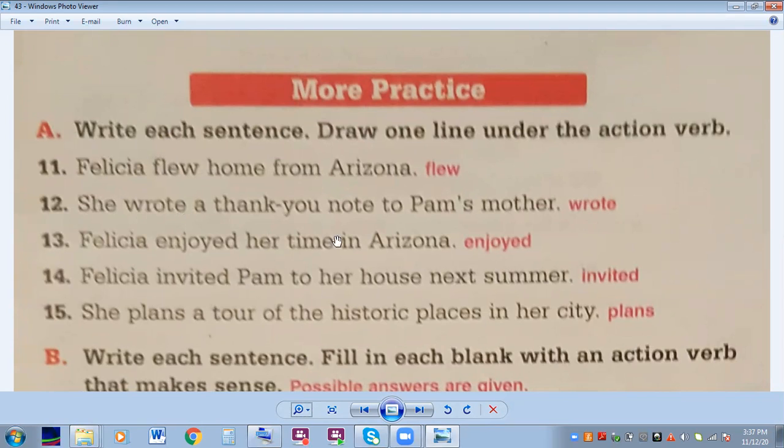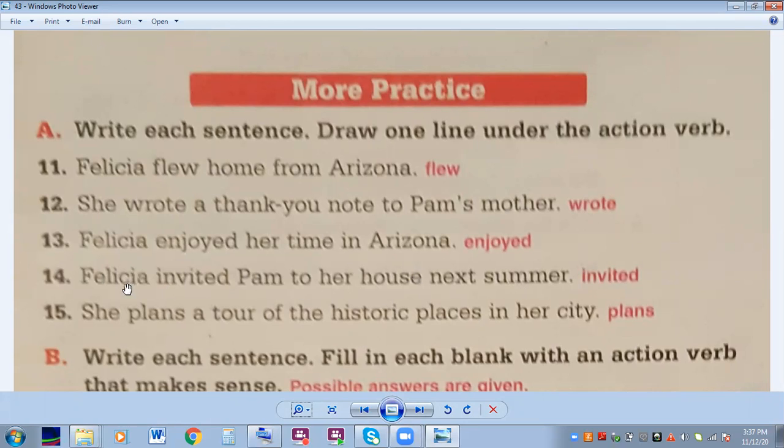She wrote a thank you note to Pam's mother. She is my subject. This is who I am talking about. What did she do? She wrote. Felicia enjoyed her time in Arizona. Felicia again is my subject. And what did Felicia do? She enjoyed.